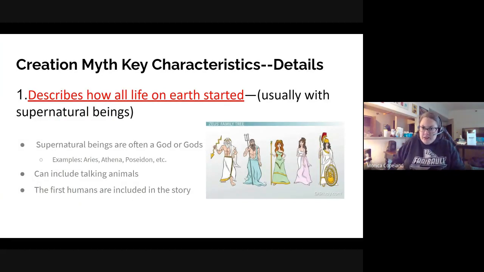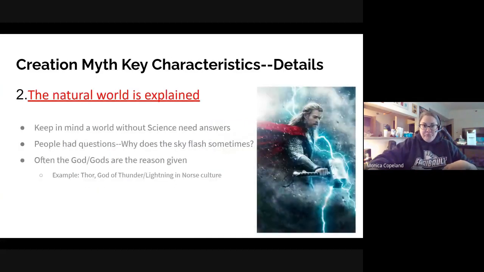So let's go into a little bit of detail of these characteristics, and you can absolutely put these on your handout, as I said at the start. So first characteristic describes how all life on Earth started. This, like I said, includes gods or goddesses. For example, in the Greek pantheon, Ares, Athena, Poseidon, Zeus. Often you'll have talking animals in this part of a creation myth. Animals are shown as wise or otherworldly, and they always include the first humans, either molded from a god or goddess or created some other way.